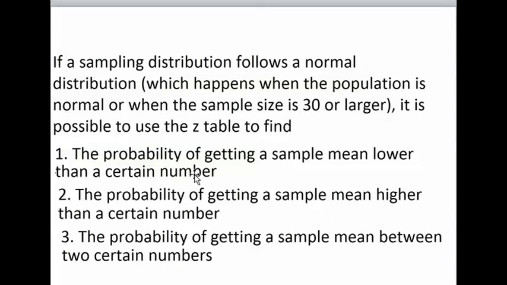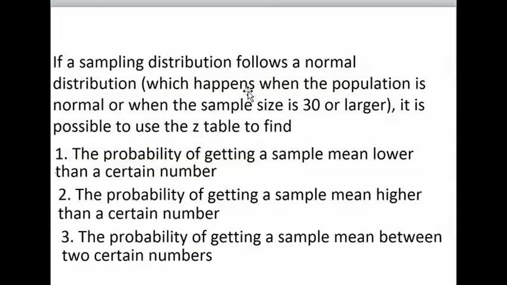And before we go through these questions, I want to mention that it's only possible to find these probabilities when the sampling distribution is normal. And the sampling distribution is normal, or at least roughly normal, in 3 situations. Those 3 situations are taking a large sample from a skewed population, taking a large sample from a normal population, or taking a small sample from a normal population. In those 3 situations, it's possible to calculate these 3 types of probabilities that I'm showing you here.